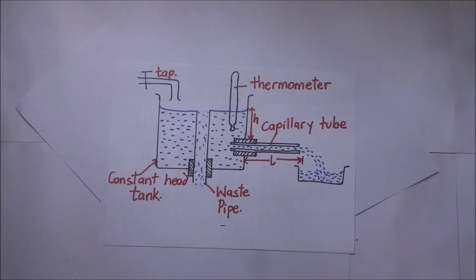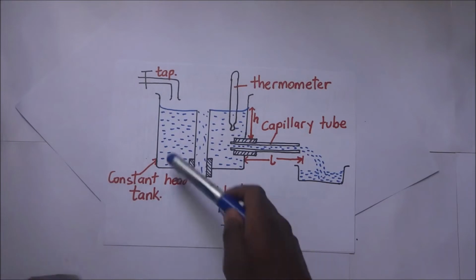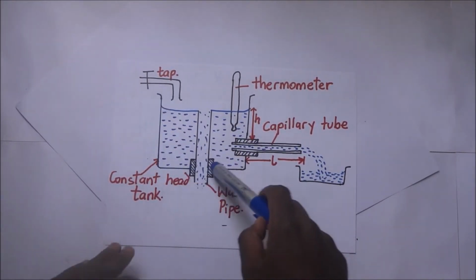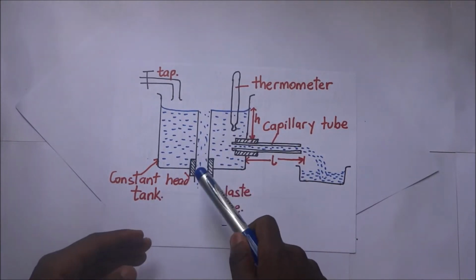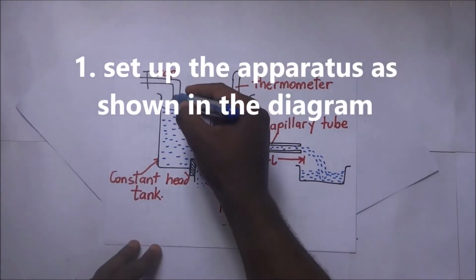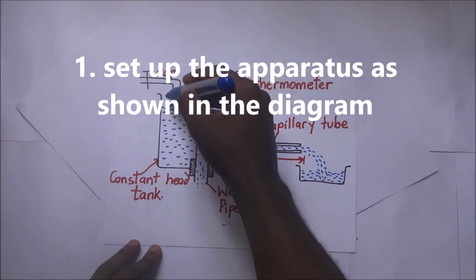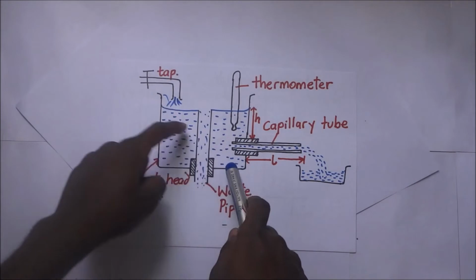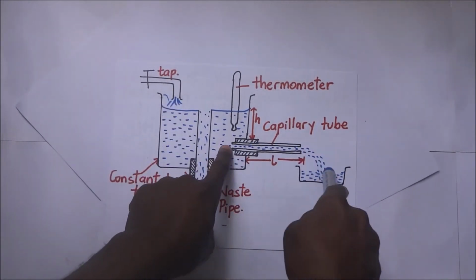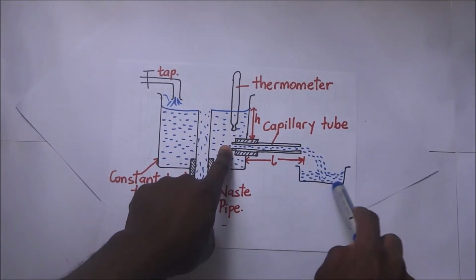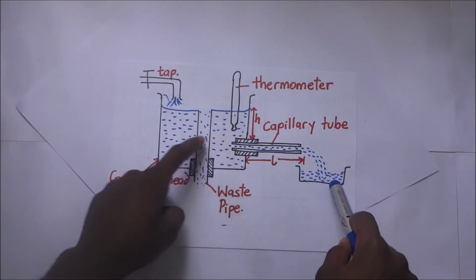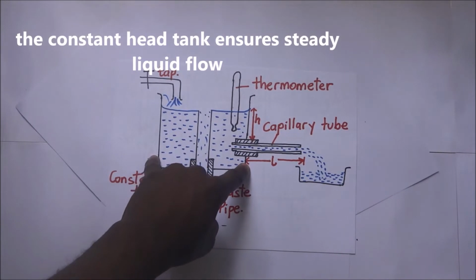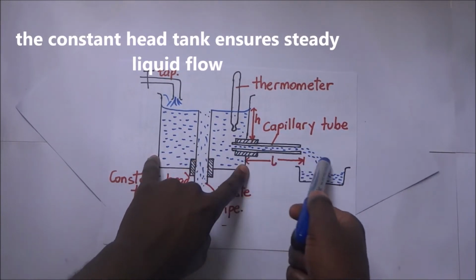Looking at our apparatus right here, we have a constant head tank. The use of this constant head tank is to ensure that there is a steady flow of liquid. From our tap here, you see that water is coming in. When it flows in here, part of it is let into this beaker or container right here. The purpose of this constant water tank is to ensure a steady flow of liquid through this capillary tube.